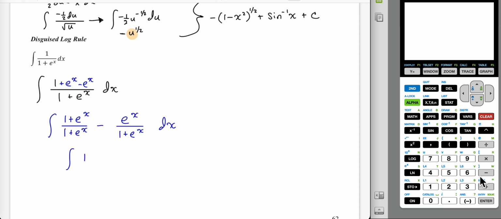So integral of 1 minus all this other stuff. Antiderivative of 1 is x minus, the derivative of 1 plus e to the x is e to the x. So that means that this is following the natural log mold. So ln of 1 plus e to the x will do the trick there, plus the c.